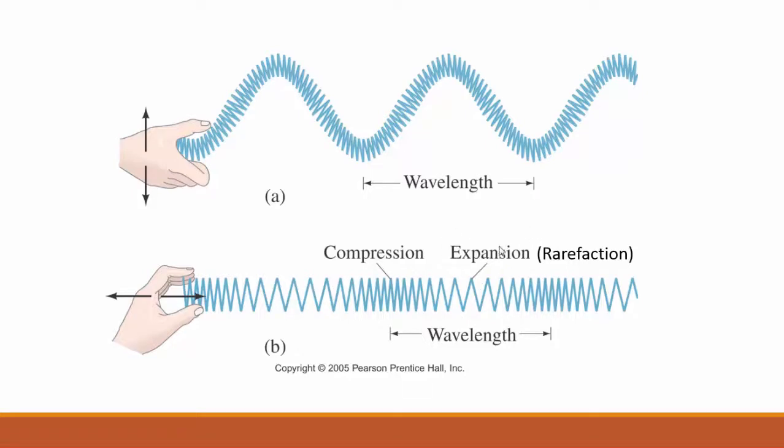That's the term your book uses. I like the fancier term rarefaction. To rarefy is to spread out, the opposite of compress. To find the amplitude, that's a little trickier to visualize. Essentially, it's how bunched up the compressions are compared to the expansions.